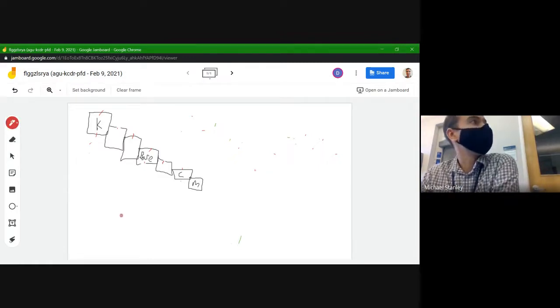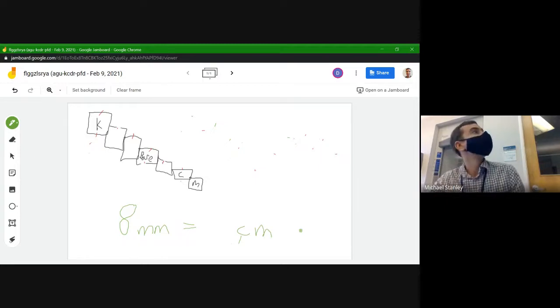All right. So I have 8 millimeters. And I want to know how many centimeters is that. So we're going to convert 8 millimeters into centimeters.